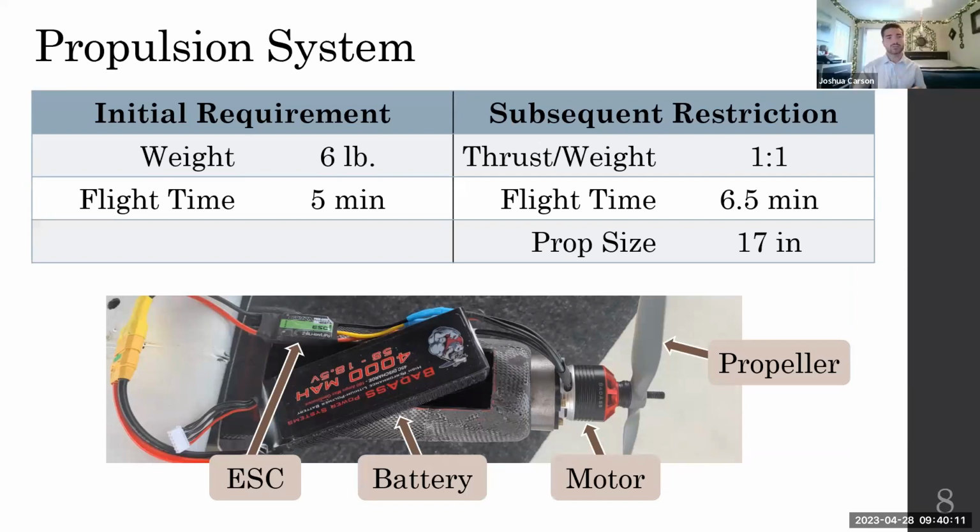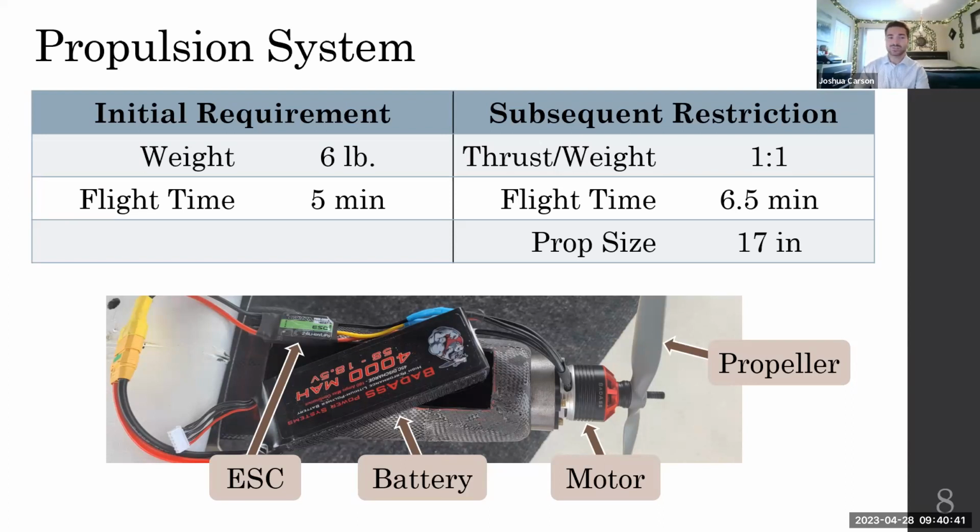Based on our initial estimations and project requirements, the 2 parameters that apply to the propulsion system are the estimated aircraft weight of 6 pounds and a minimum 5-minute flight time. To choose the battery, propeller, and motor combination, we needed to enforce some restrictions. Based on our research of other RC aircraft of similar scale, we chose to have a thrust to weight ratio of 1:1, meaning the goal is to make around 6 pounds of thrust.